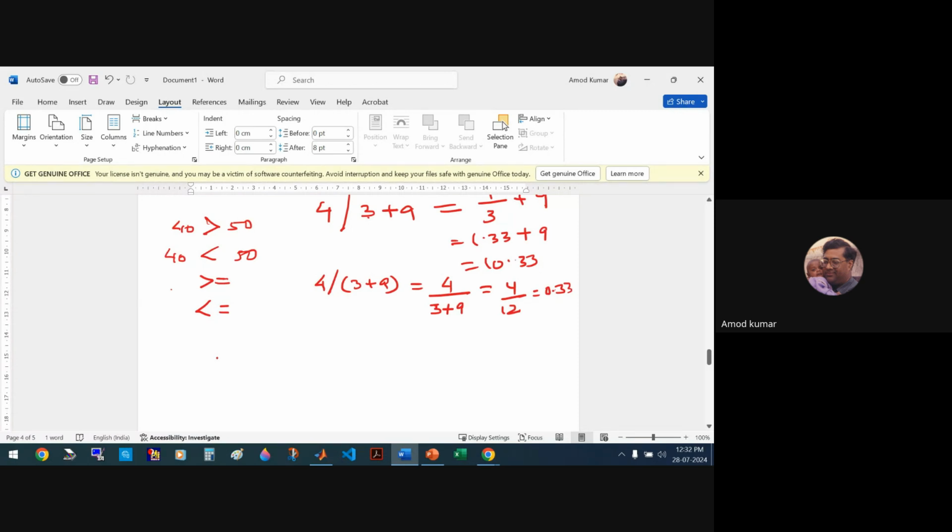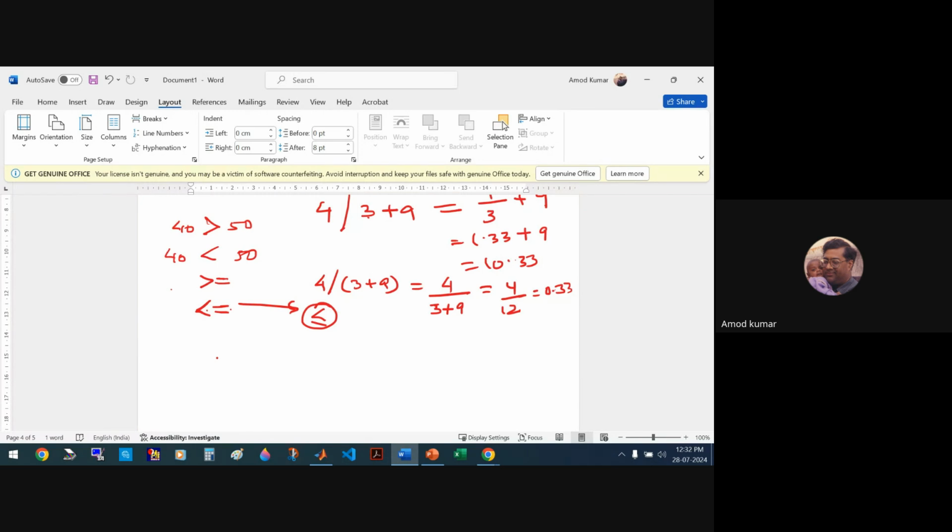In mathematics, we write it this way, but here in MATLAB, of course, you cannot write that. This symbol is not there. So less than or equal to will be written as less than, and then after that equal to.